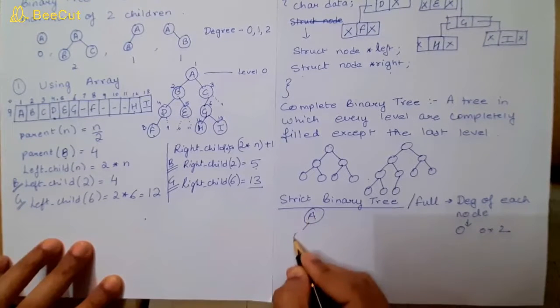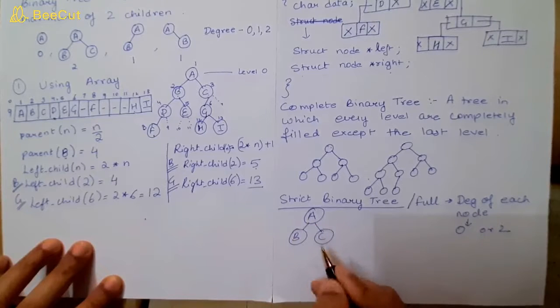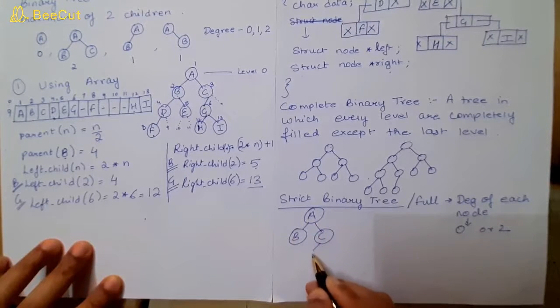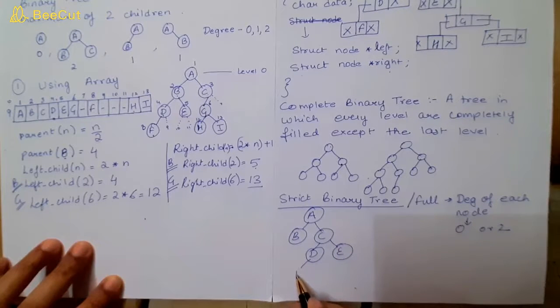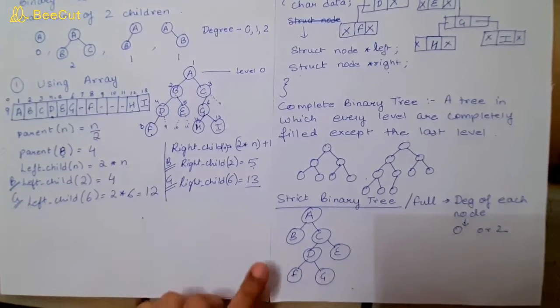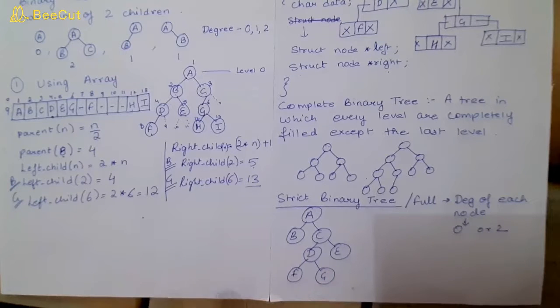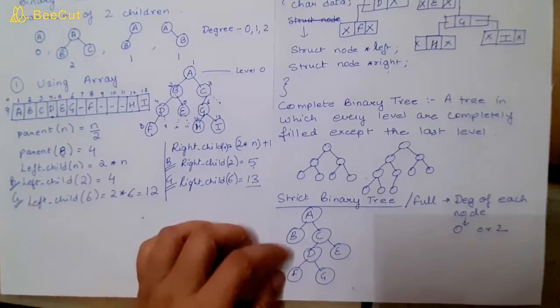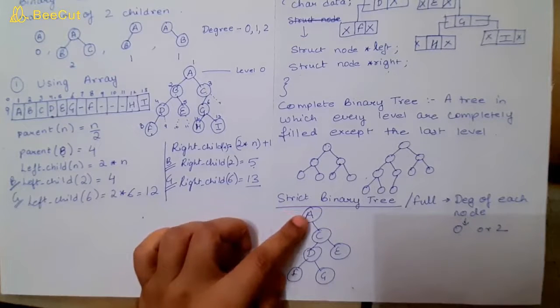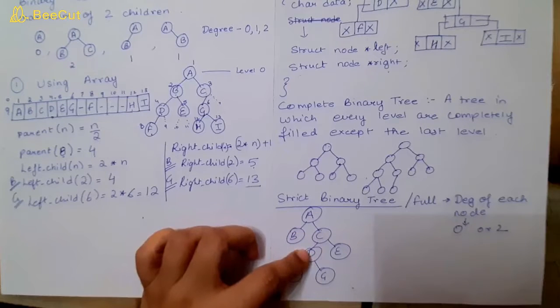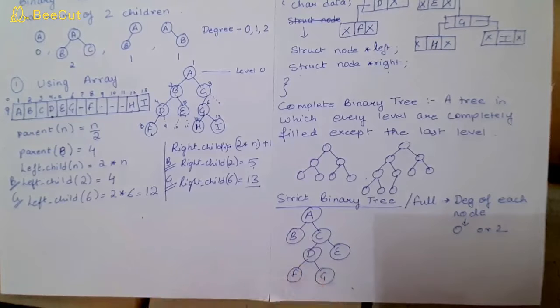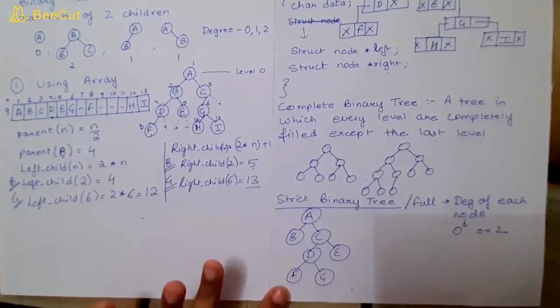Suppose this is the scenario: F, G, something like this. Now see, in this case, B is having 0 child, F, G, E, all are leaf nodes, so they are having 0 children, whereas all the internal nodes like A, C, D, they are having 2 children. So all the nodes are having either 0 or 2 children. So this is a strict binary tree.